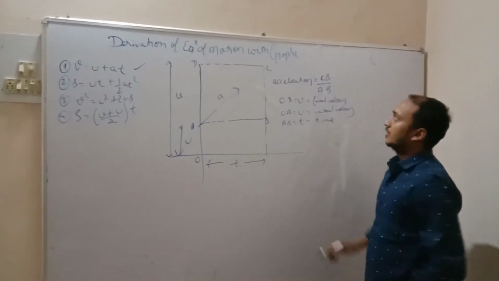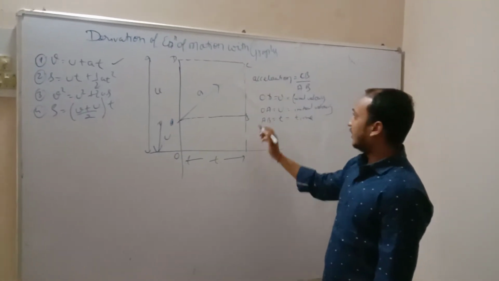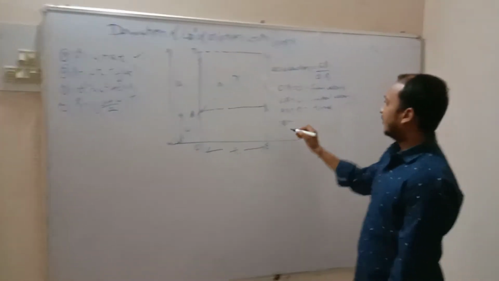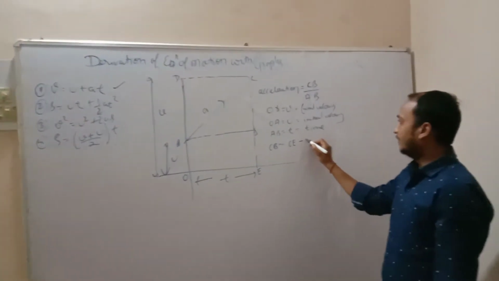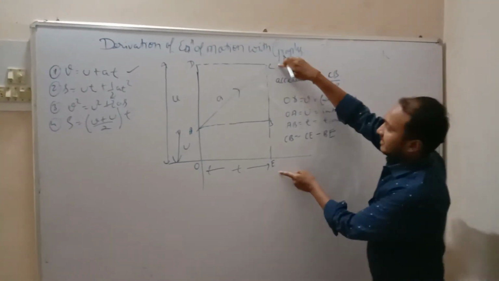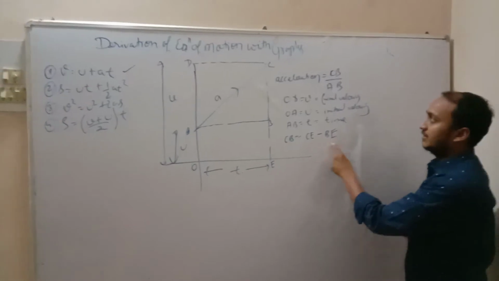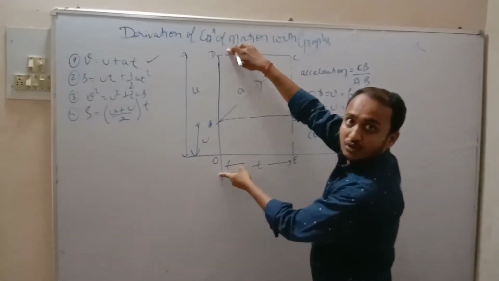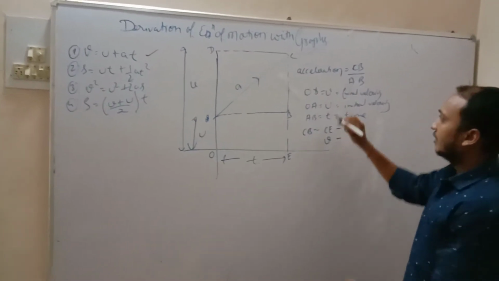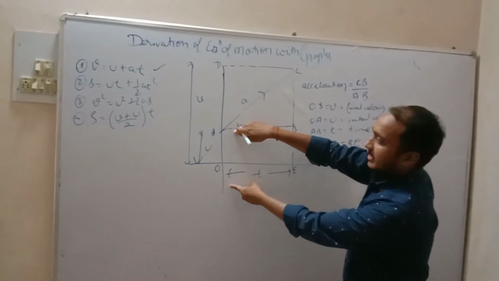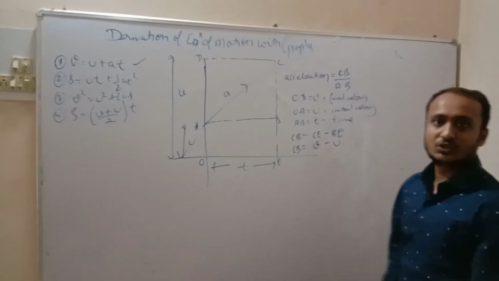So friends, how do we get CB? Let the points be A, B, C, D, E. CB is CE minus BE. CE equals DO, and OD is V, so CE is V. BE is AO, and AO is U. So CB is V minus U.